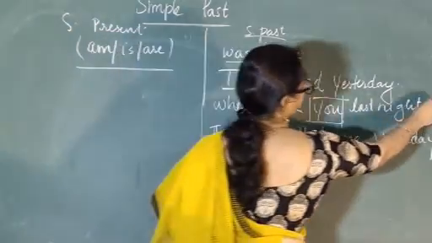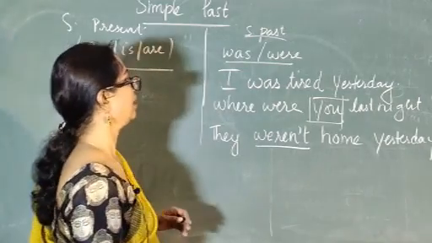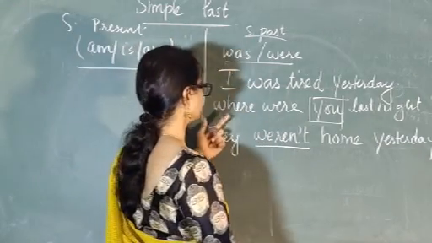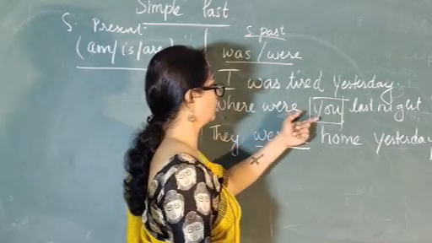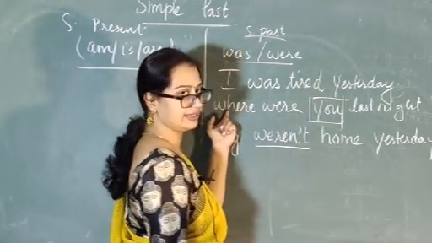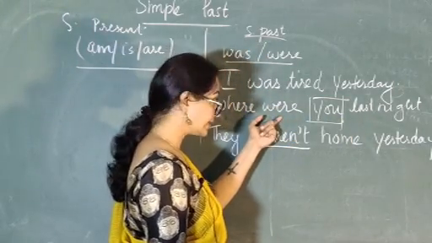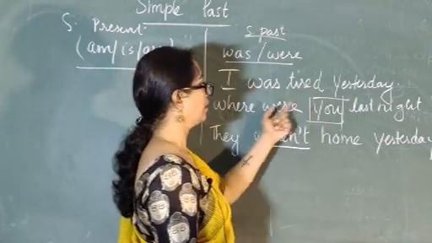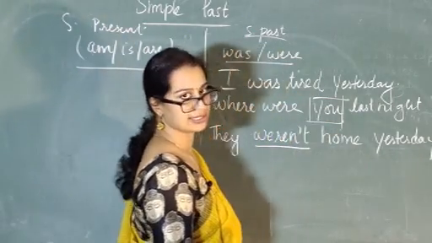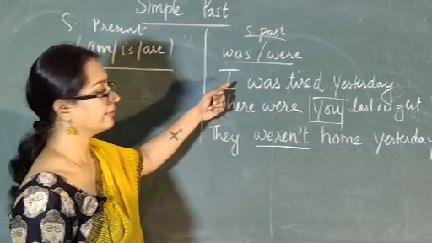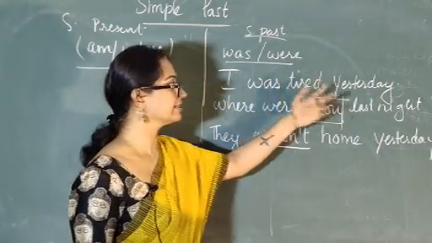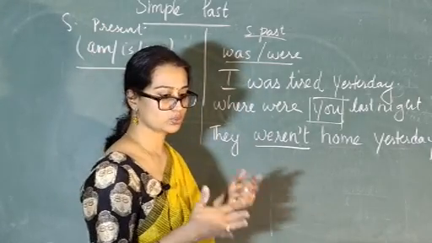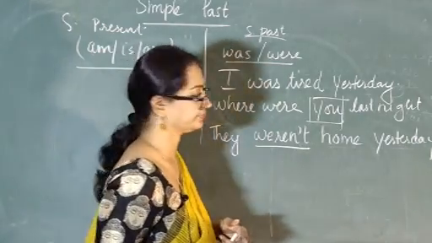When it is in the form of a question, sorry, I forgot to put the question mark. When it's in the form of a question, you invert it: where were you last night? The question word where, and then the auxiliary were, because you use you were. Where were you last night? And with a positive sentence, I was tired yesterday. Alright. Now let's see where you use was and where you use were.